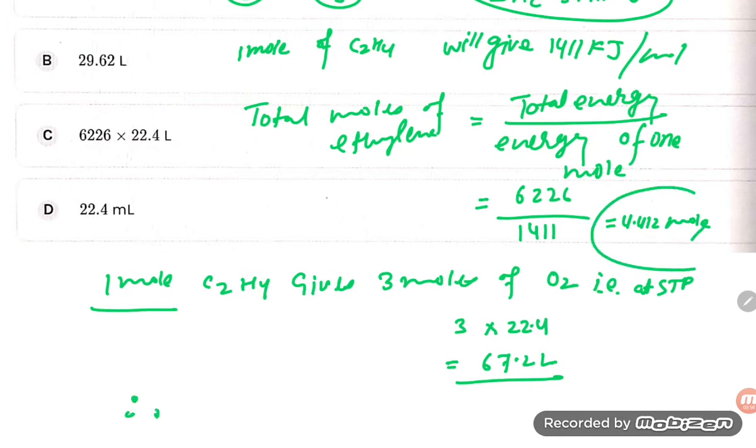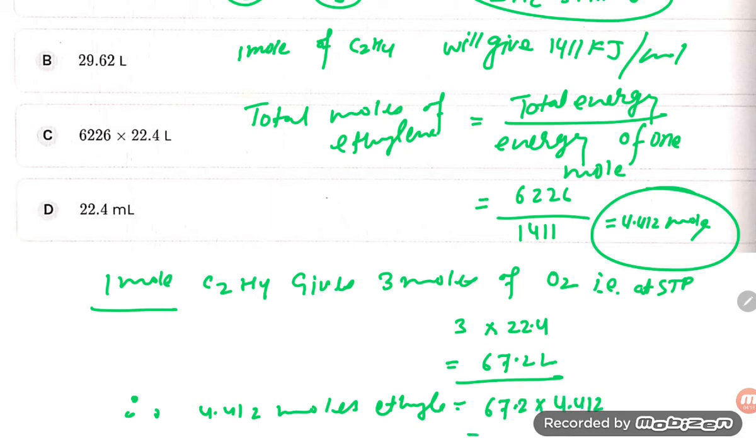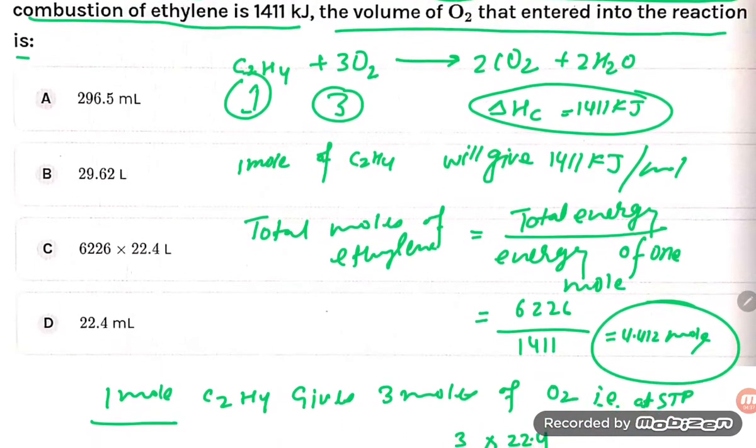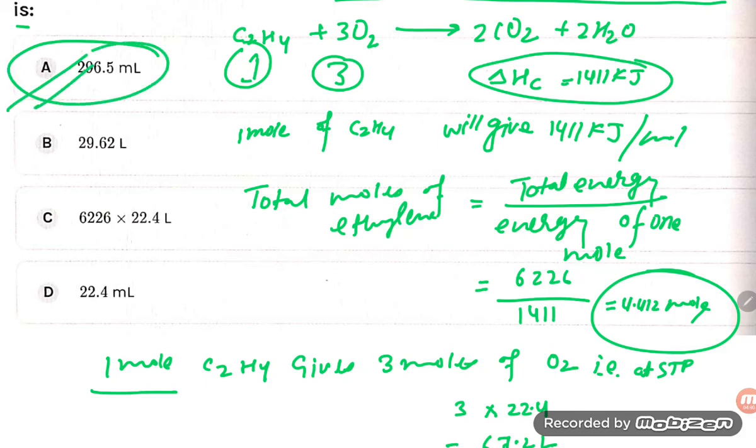Therefore, the total moles of ethylene is 4.412. So 4.412 moles of ethylene will need 67.2 multiplied by 4.412, which equals 296.49 liter of oxygen. This is our required answer. Let us see the options. 296.5 liter. The correct option is option number 1.